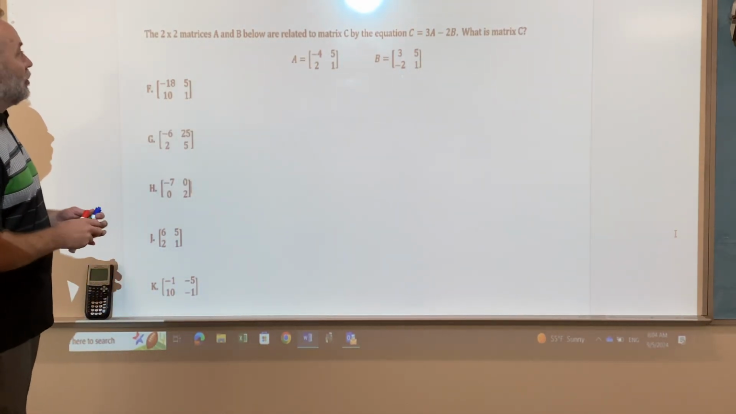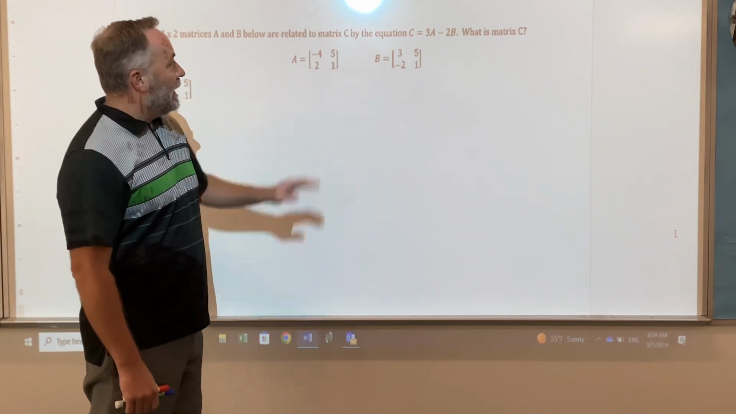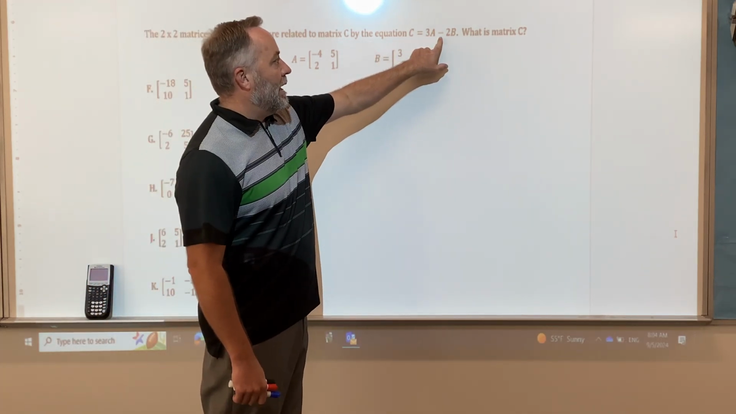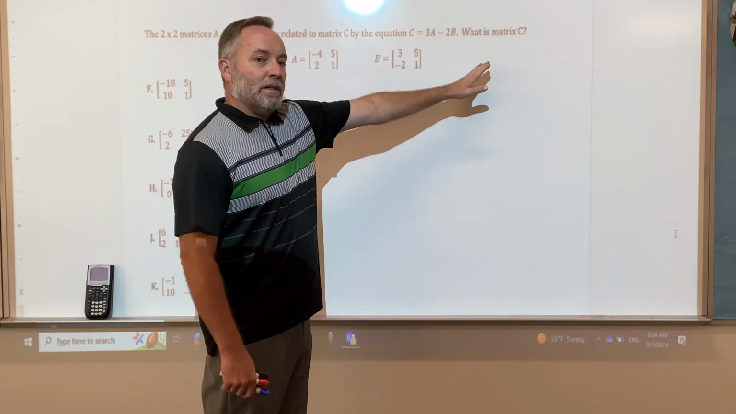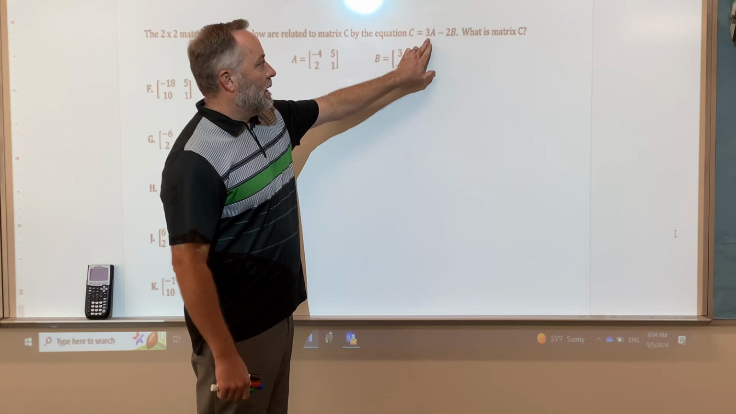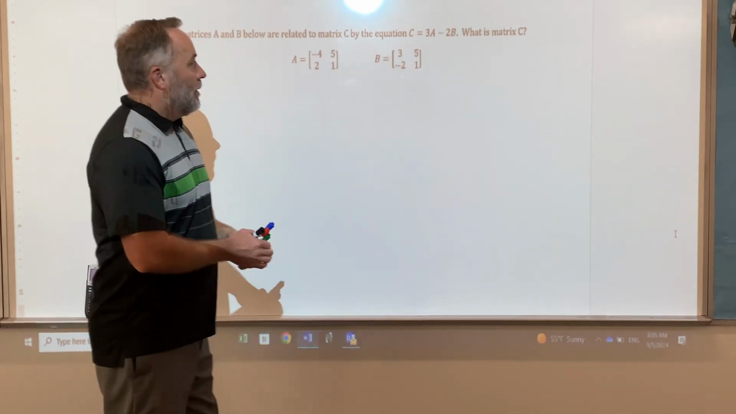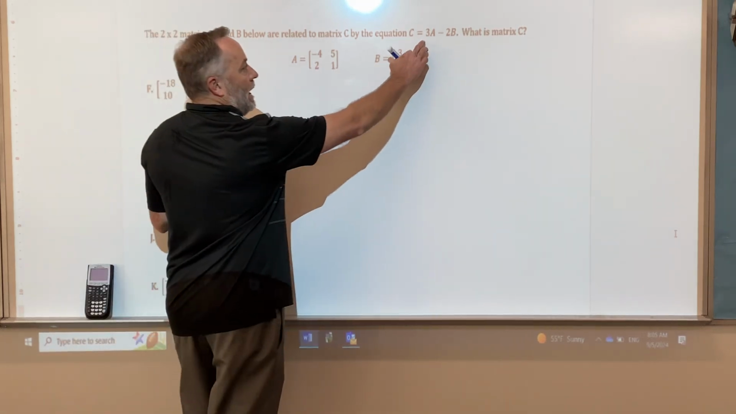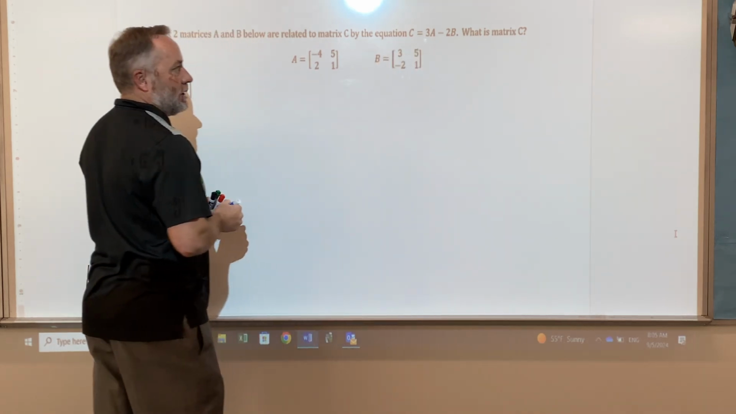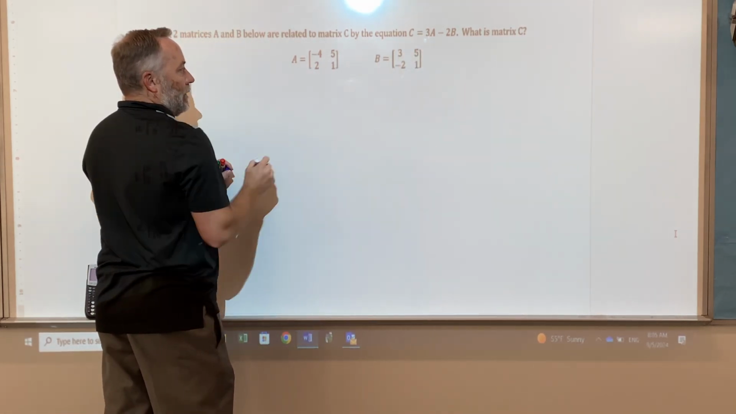It says the 2 by 2 matrices A, right here, and B are related to matrix C by the equation C equals 3A minus 2B. What is matrix C? Okay, so if we read this, this would say 3 times A minus 2 times B. The way that you multiply a value, often called a scalar, by a matrix is you just need to multiply that value by every entry or every term in the matrix.